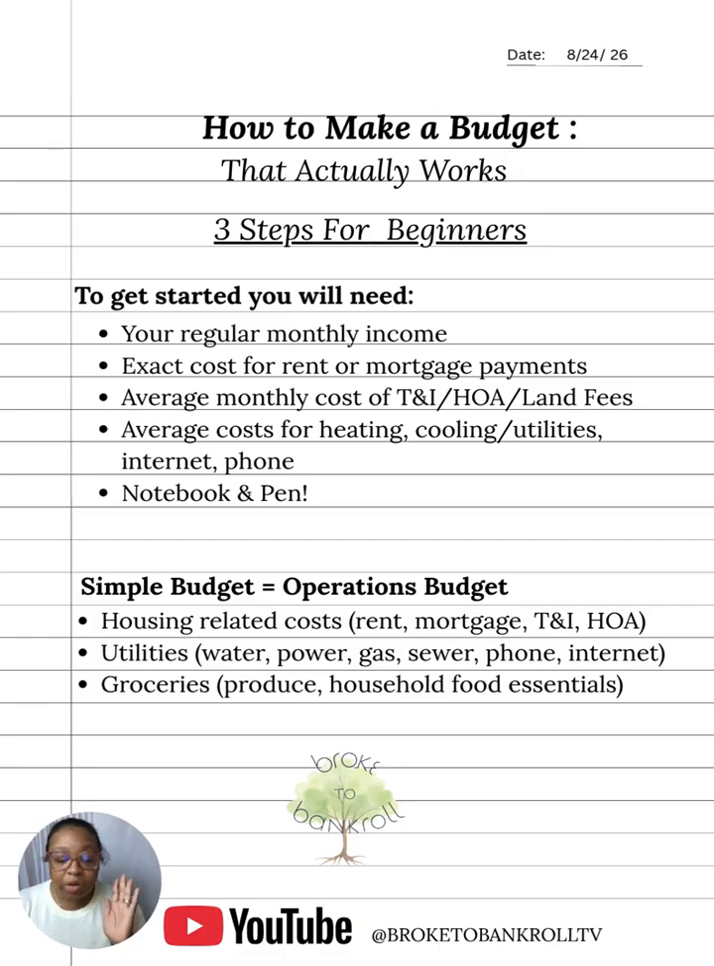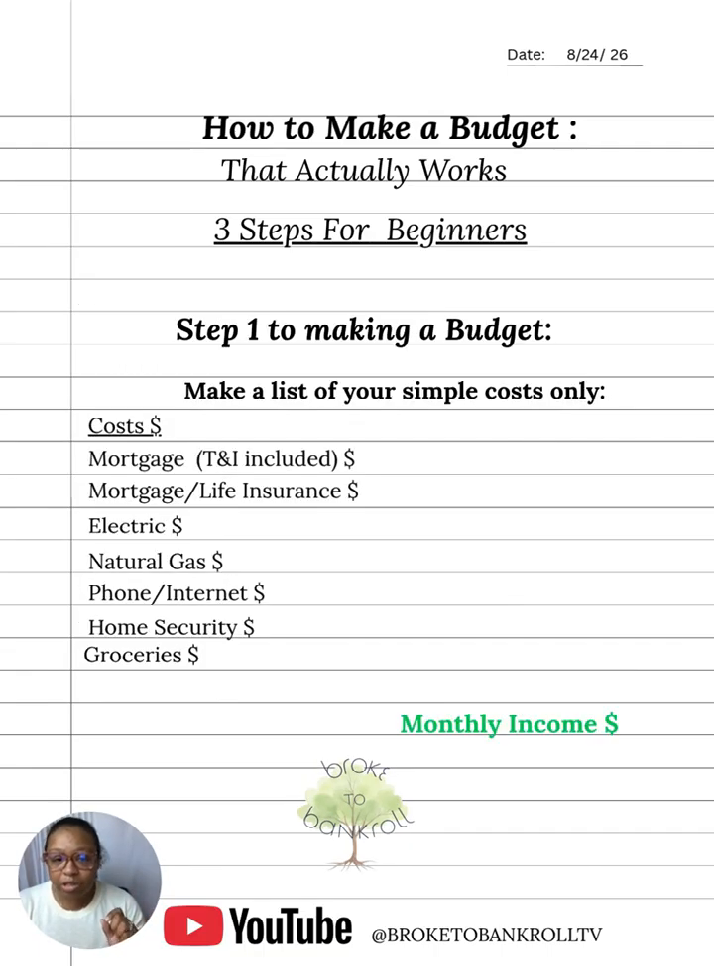All right. So if you are ready, if you've got all your tools and you're ready to start, we're going to jump in. And it's 3 simple steps how to make a budget that actually works. All right. Step 1 to making a budget is to start out by listing all of your simple costs.